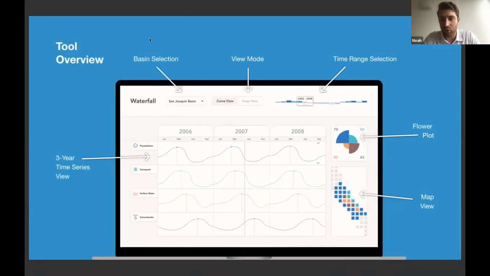Just to give a quick overview of the tool before we jump into the demo, we have basin selection. We can switch between these different view modes that we'll talk about. We can select a different time range. And that brings us to our main view where we have a 3-year time series view that's taking up the majority of the screen. We've got what we're dubbing a flower plot, which is allowing us to see all these attributes and their values together. And then there's a map view where you can drill in a little bit deeper and understand the spatial relationships.